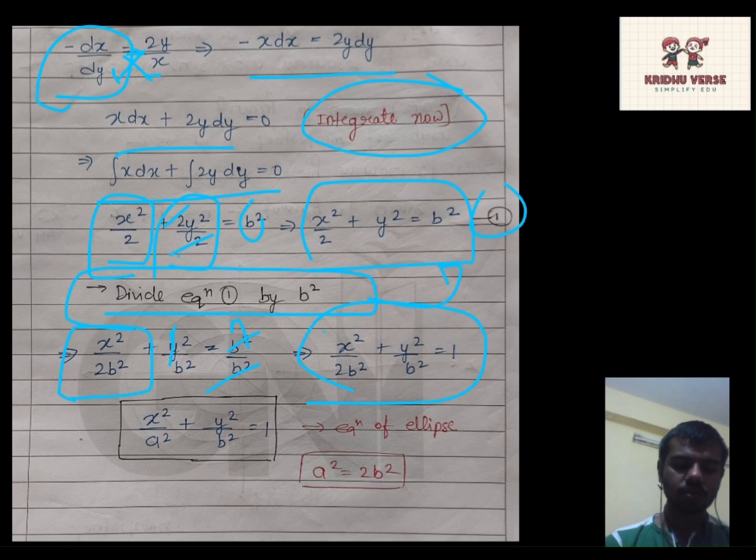Now here 2b square can be taken as a square, and so we can write this equation as x square over a square plus y square over b square equal to 1. So this is the equation of an ellipse. So this is our family of curves.